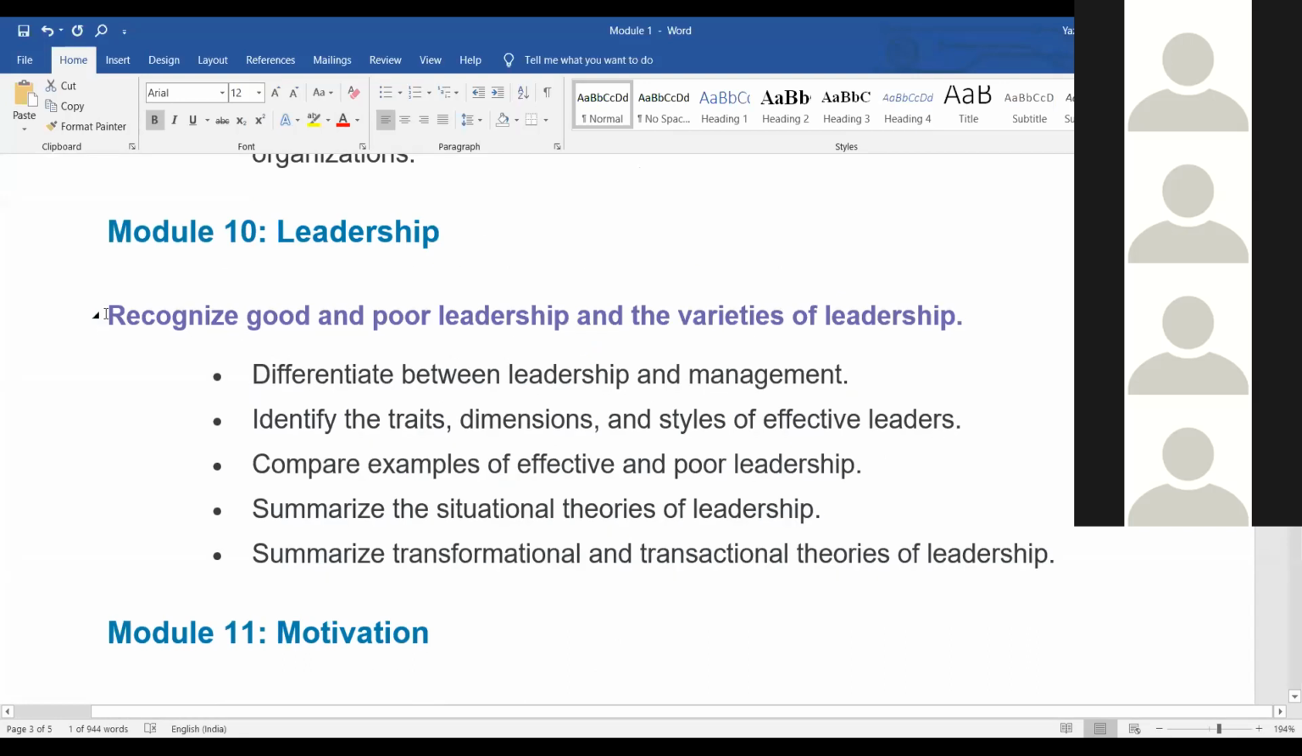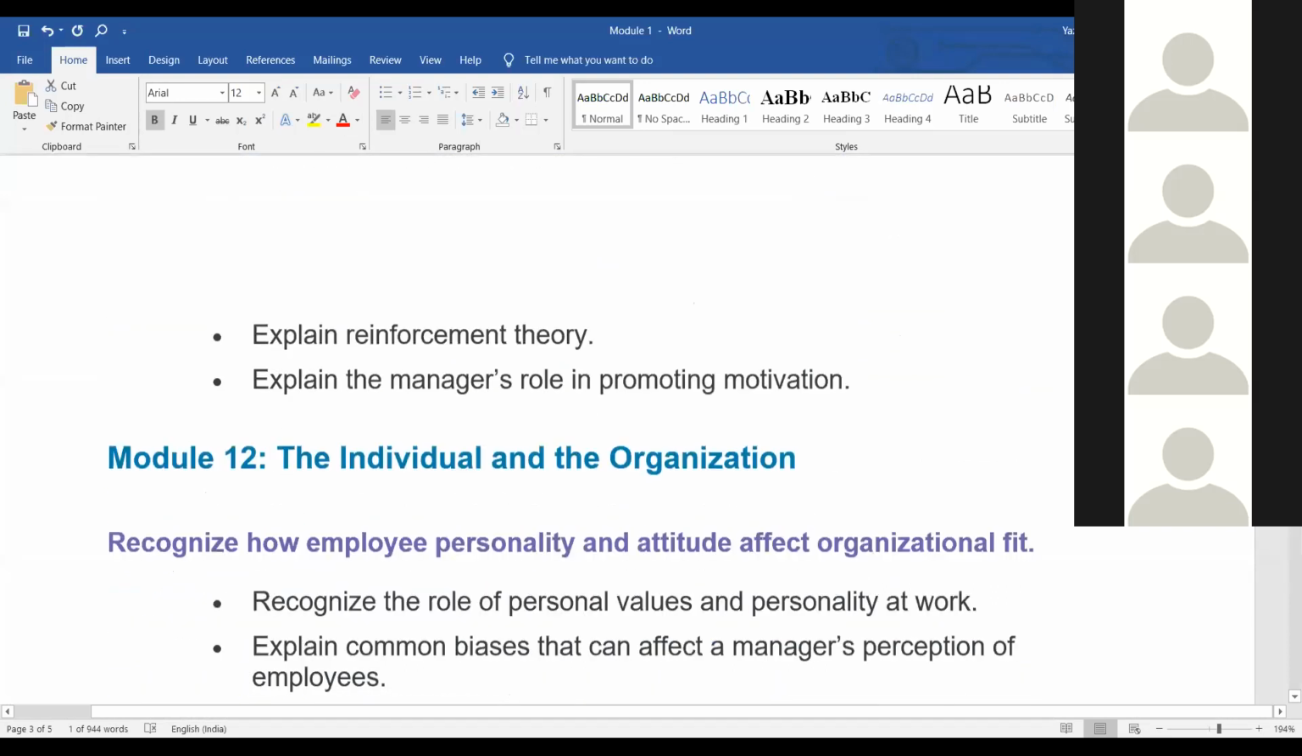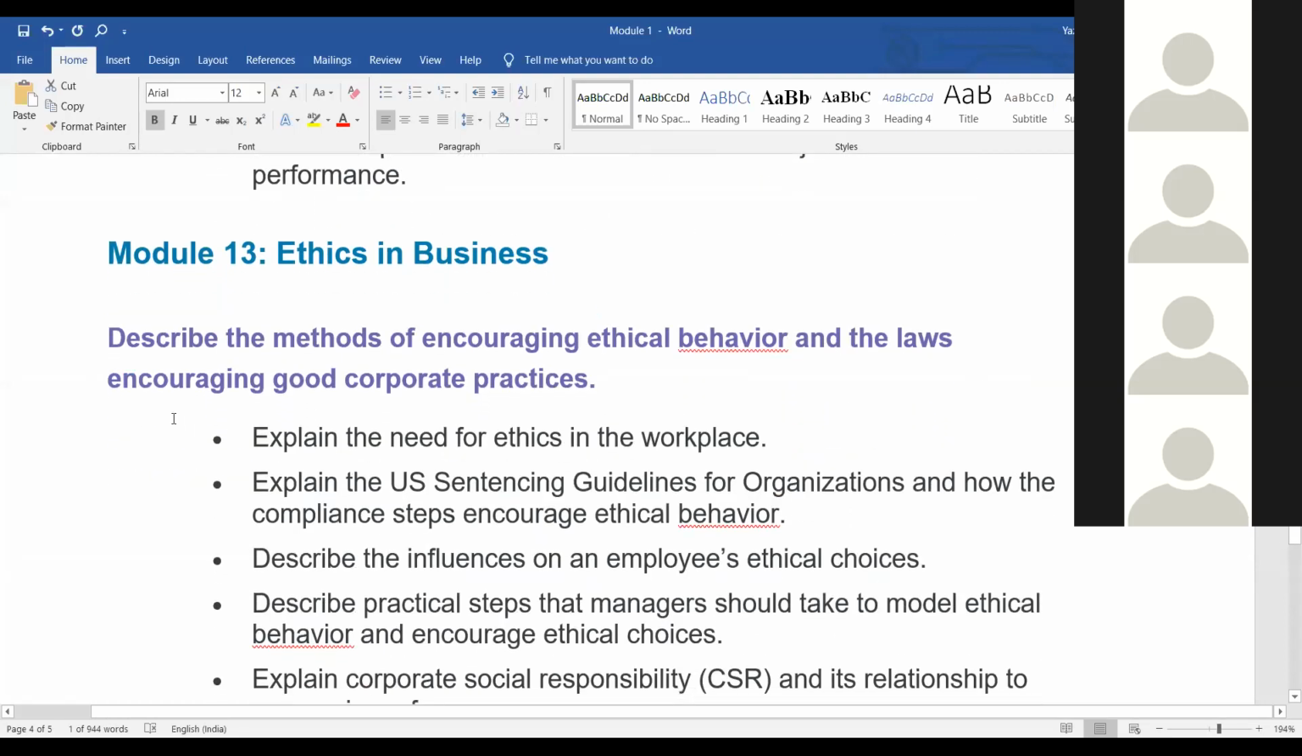Then recognize. Recognize is not technical knowledge domain. This is actually affective domain. Therefore, in the theory course itself, they have written course outcomes related to the attitude or behavioral domain. Then motivation, also recognize. This is also affective domain. Then another recognize, also affective domain. Recognize how employee personality and attitude affect organizational fit. Ethics, it is knowledge. Describe the methods of encouraging ethical behavior and the laws encouraging good corporate practices.